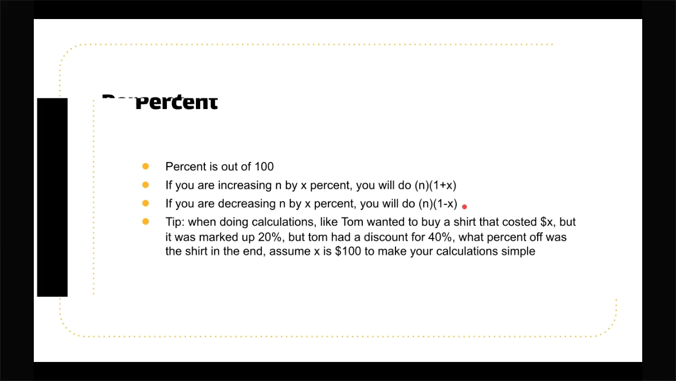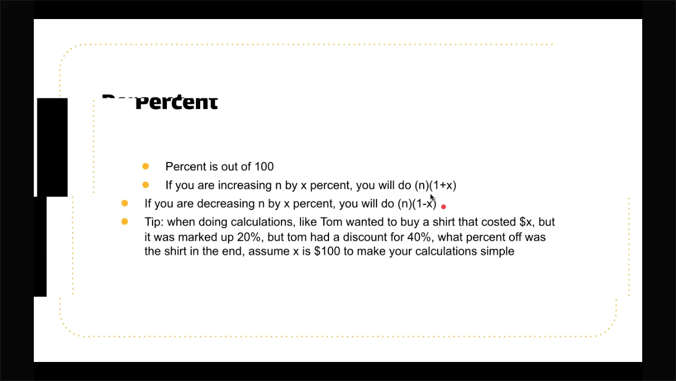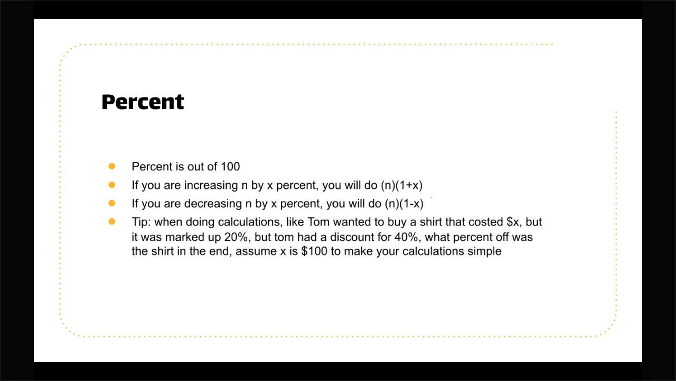This might seem confusing at first, right? But we'll have some examples, and we'll use this at least once. And this is another tip: if you're doing any calculations with percent, assume 100. Say Tom wanted to buy a shirt that cost X dollars, but it was marked up 20%. But he had a discount coupon for 40% off. How much percent off did Tom buy it? We can assume here that X is 100 to make our calculation simple.